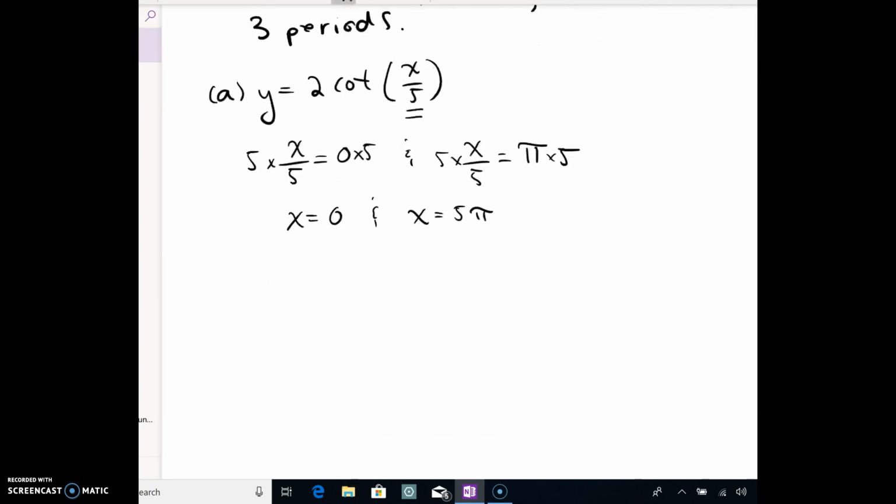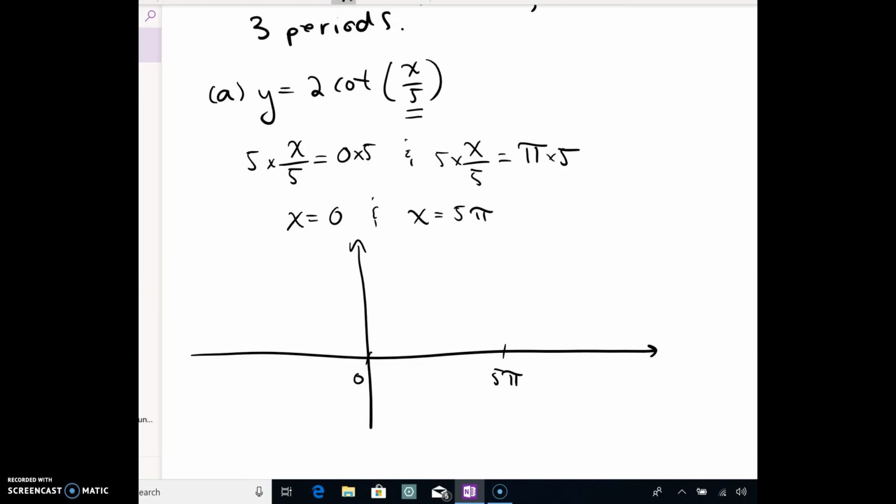So this is what we know so far about this cotangent function. We know we're starting here at 0 and we're ending at 5 pi. So we have a period of 5 pi. And here's one complete period of that function. And we're going to draw 3 periods of the function. So 5 pi plus 5 pi gives us 10 pi. So here's another vertical asymptote. 0 minus 5 pi is negative 5 pi. So here's another vertical asymptote. Let's make a nice graph here. Vertical asymptote, and vertical asymptote.